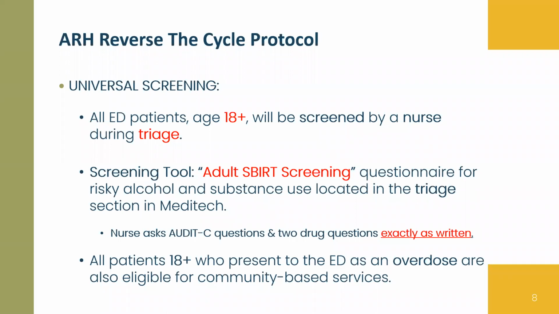The Reverse the Cycle protocol has been approved at a system level by leadership across ARH. This protocol includes having all emergency department patients ages 18 and older being screened by their nurse during triage. The screening tools are located in Meditech and include a series of questions used to determine a patient's risky substance use as it relates to alcohol, prescription drug misuse, and illicit drug use. If a patient's score is a 7 or greater on the Audit C, which is a tool used to determine alcohol use, and/or answers yes to either of the 2 drug questions asking about a patient's prescription or illicit drug use, they will be considered a positive screen.